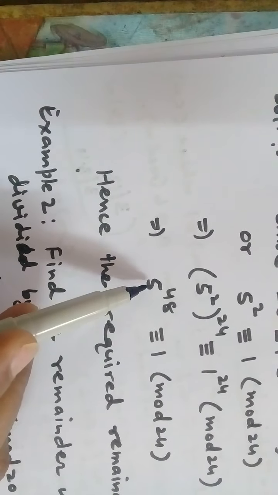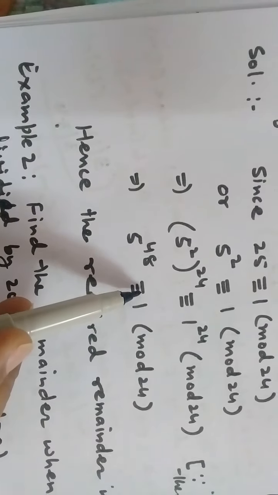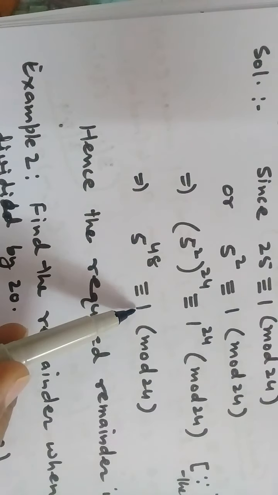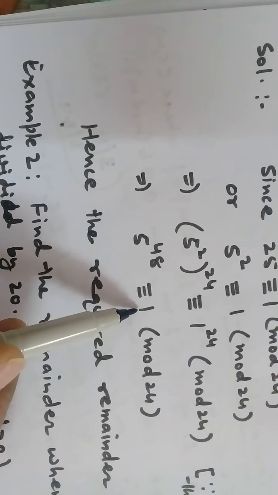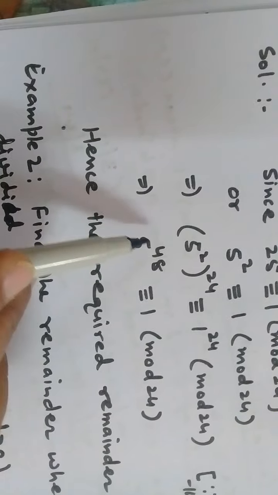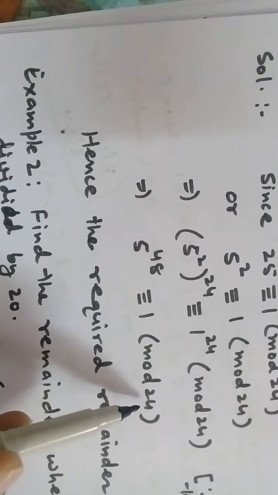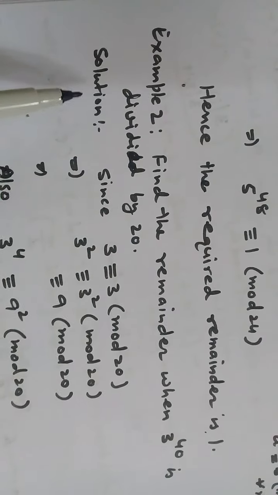So this implies that 5 की power 48 is congruent to 1 की power 24, which is 1 modulo 24. Hence the required remainder is 1. This is the remainder, that 5 की power 48 when divided by 24 leaves remainder 1. Next example, find the remainder when 3 की power 40 is divided by 20.